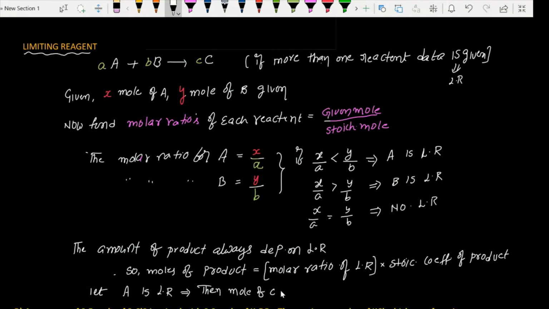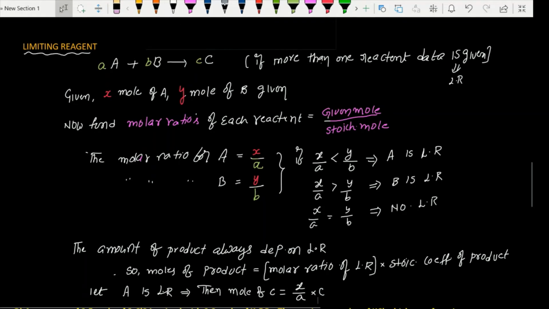Then moles of C produced is equal to the molar ratio for the limiting reagent. If A is the limiting reagent, the molar ratio is X by A times the stoichiometric coefficient of product C. If B is the limiting reagent, then Y by B times C you can take. So this is the concept related to the limiting reagent.